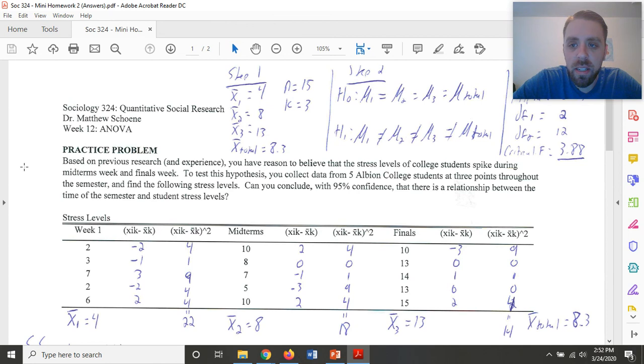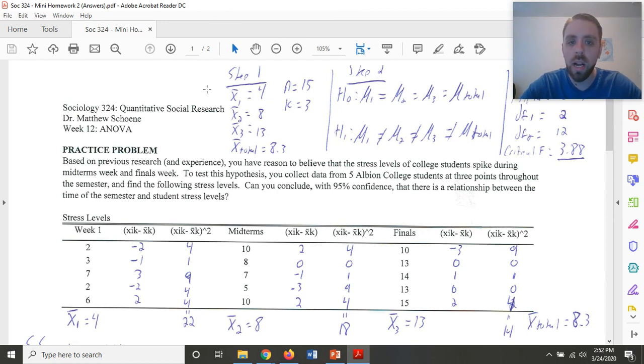So step 1, what do you know? Okay, well, I know that this is an ANOVA problem, which means I need to list my group means and my grand mean. So all I did here, you can see at the bottom of the table, I calculated X bar 1 for week 1, and that group mean is 4. X bar 2 for midterm week is 8. And X bar 3 for finals week is 13. And then I combined those 3 group means, divided by 3, and I got an X bar total, or a grand mean, of 8.3.